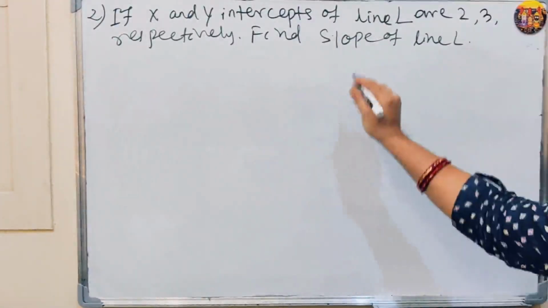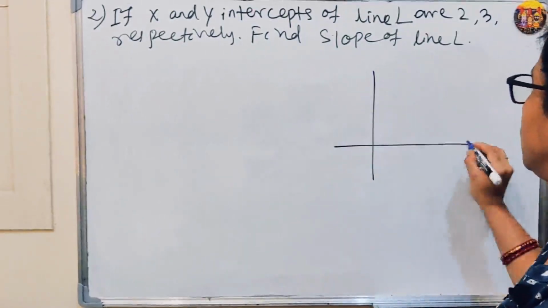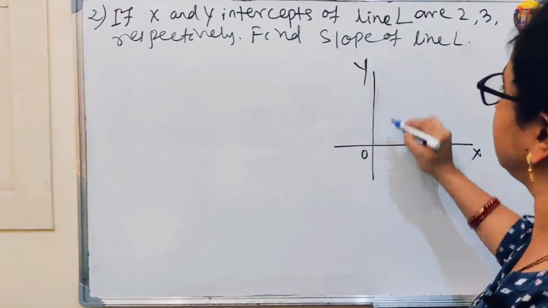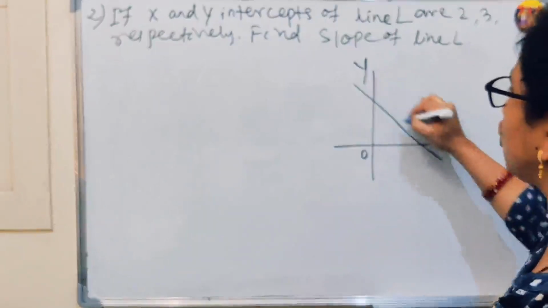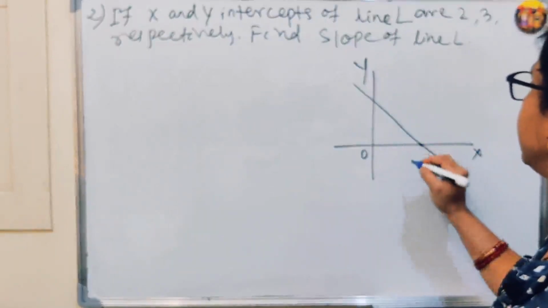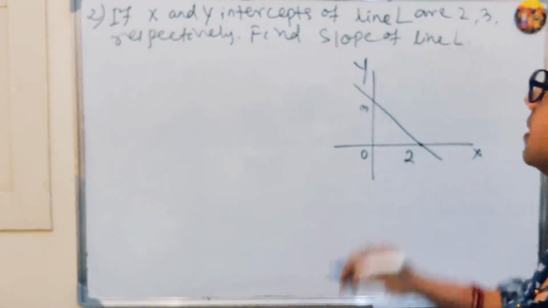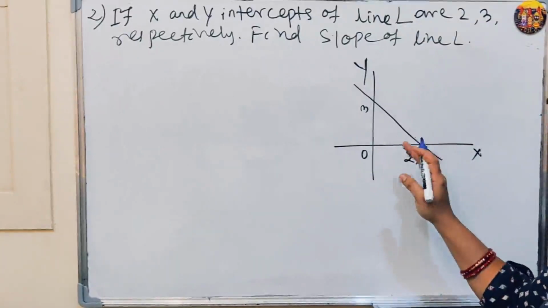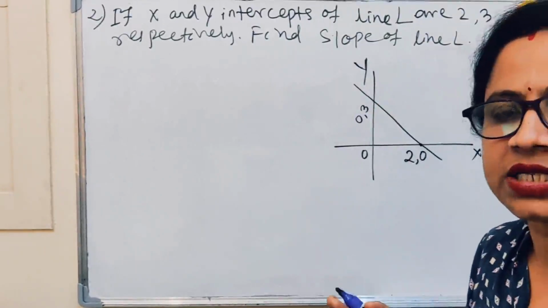So the second question is, if x and y intercepts of line L are 2 and 3 respectively, find the slope of the line. If this is my coordinate plane, this is x-axis, this is y-axis and origin, the line is drawn like this. We need to find the slope if the x-intercept is 2 and the y-intercept is 3. Means one point will have y equal to 0, and the other will have x equal to 0, so (0, 3) will be the coordinates of the point.